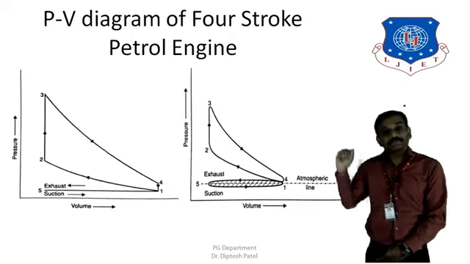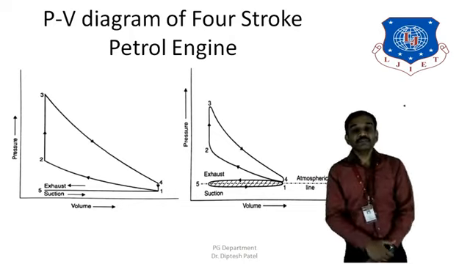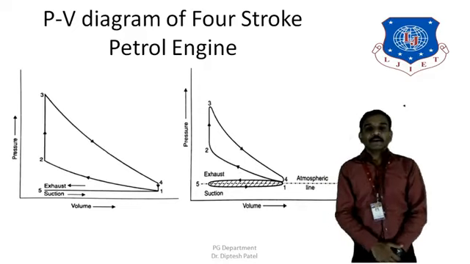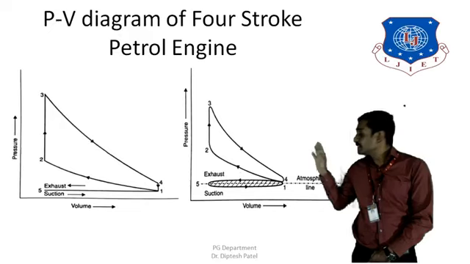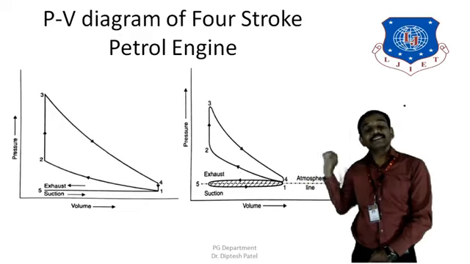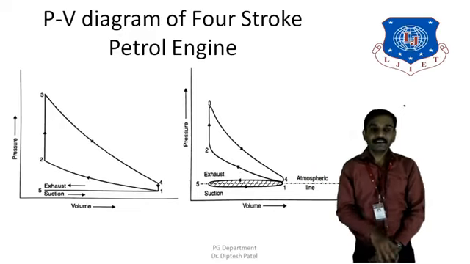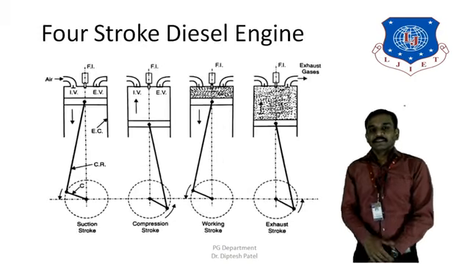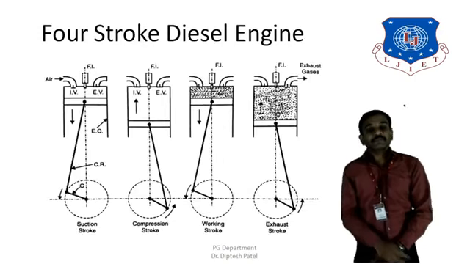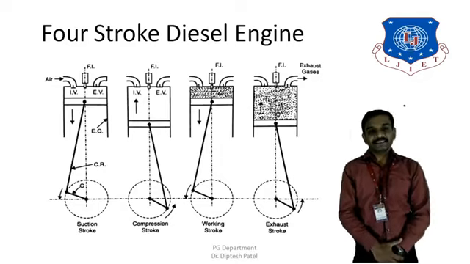On the right hand side you can see the actual PV diagram of the 4-stroke petrol engine. Here the heat is added at constant volume, so you can see point 2 to 3. Heat is added at constant volume, and that's why this cycle is also known as the constant volume cycle. Then let's move to the next one, which is the 4-stroke diesel engine.